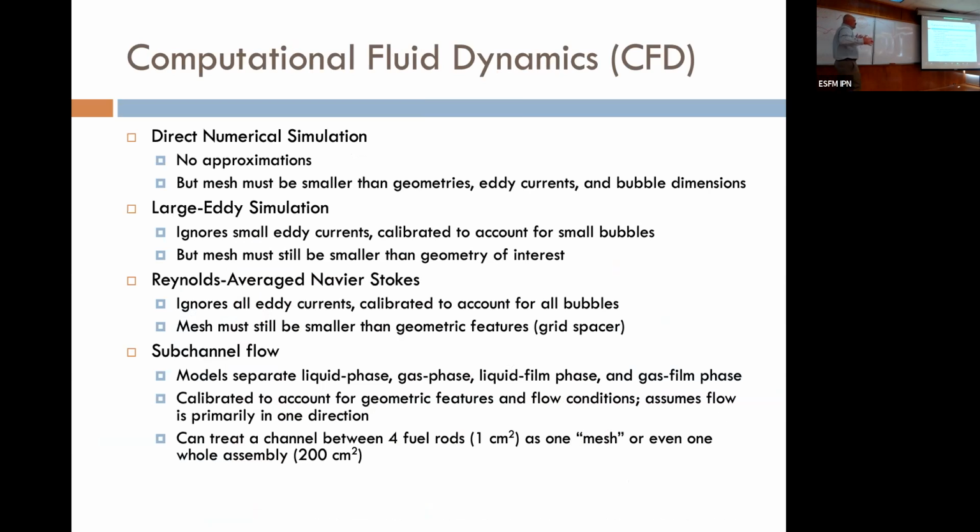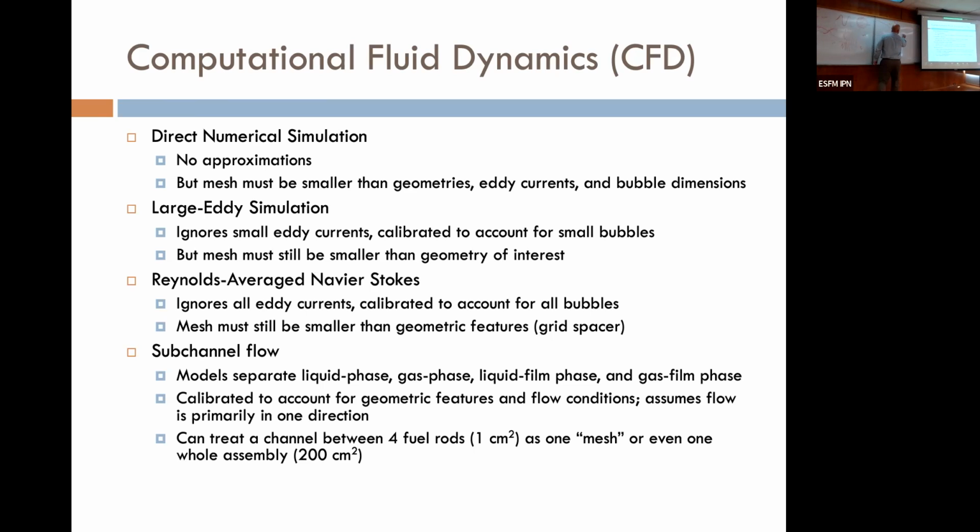In general, we have a huge field of computational fluid dynamics, and there are levels of fidelity of solvers. In direct numerical simulation, you effectively say we have no approximation. We're going to model this completely. We're going to get all the physics right. But our mesh has got to be smaller than every geometric feature and every eddy current.